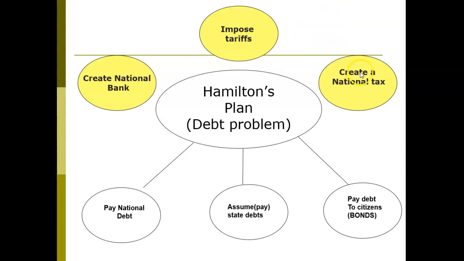Last but not least, he wants to create a national tax. A national tax that's going to be on a product of whiskey. Lots of people drank whiskey, lots of people produce whiskey, and he felt that this was an easy way to basically make some money and also show that the federal government is in control of this very lucrative business and basically profit from some of the tax generated from it.